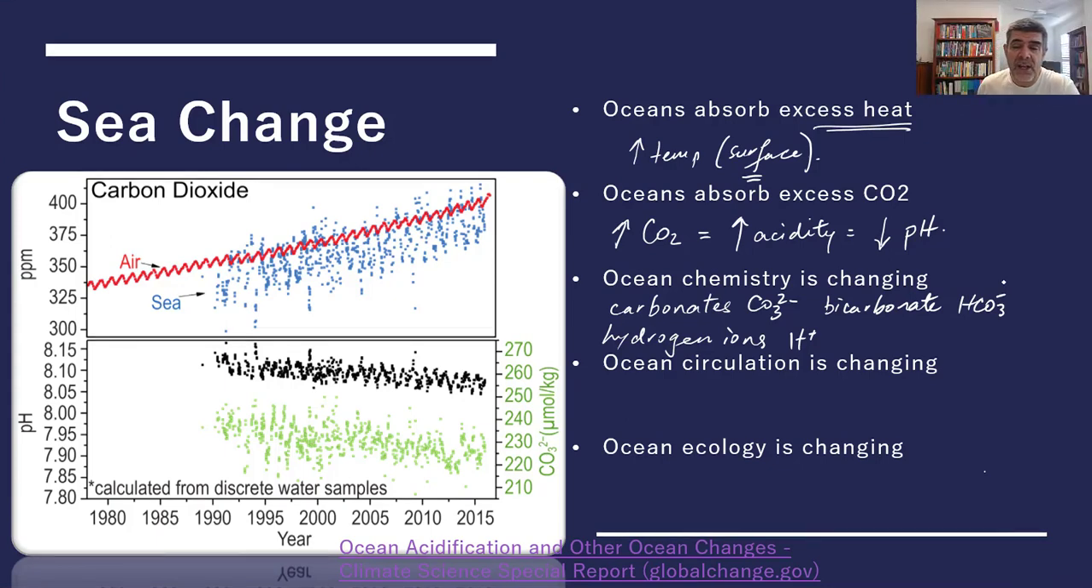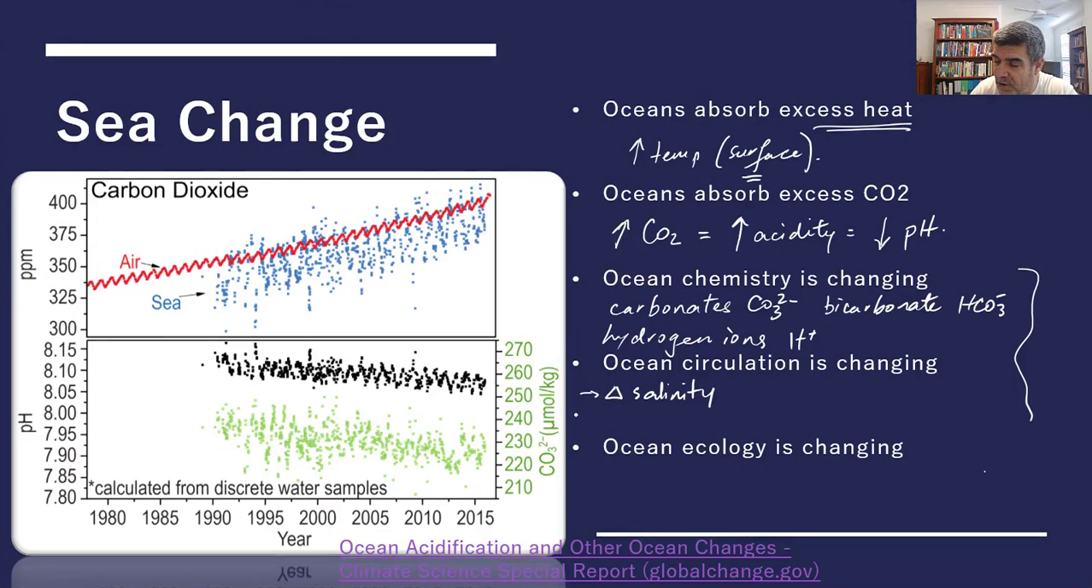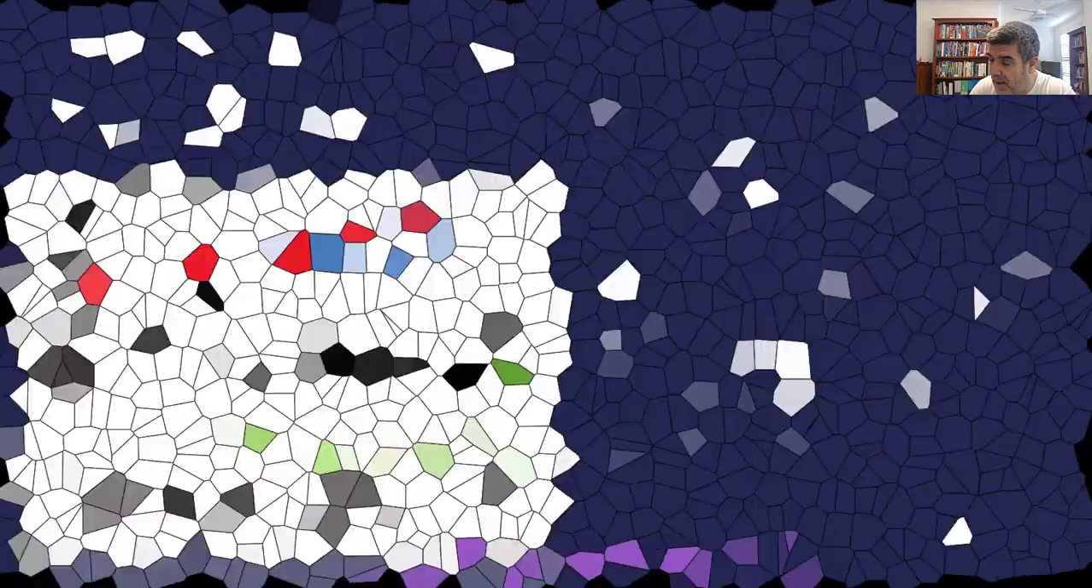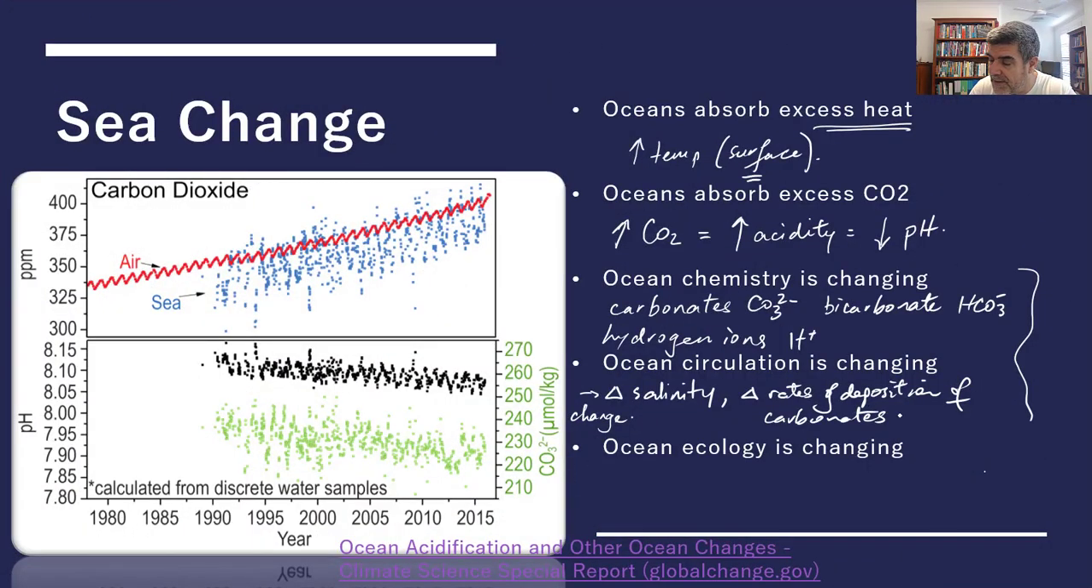Now, in addition to this, that assumes the only change we have is the change in carbon dioxide. But we also know that in combination with the ocean circulation, we might find changes in salinity. And this capital delta here just means change. Hopefully you are familiar with that symbol now. So we've got changes in salinity which might be occurring. We've got changes in rates of deposition of carbonates in particular. And what this does is it leads us to a change in the ecology.